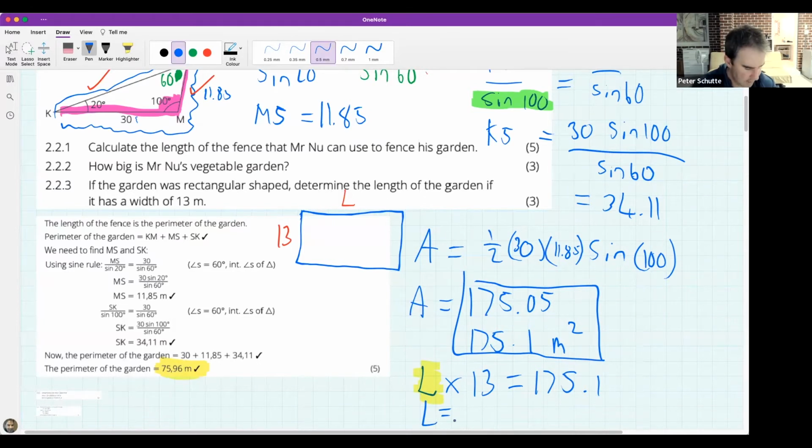And you should be getting, yeah. So let's go with 1 decimal place. And with 1 decimal place, it will be 13.5. And that will be 13.5 meters. So it's actually quite close to almost a square. Okay, so that was a nice mixture question.